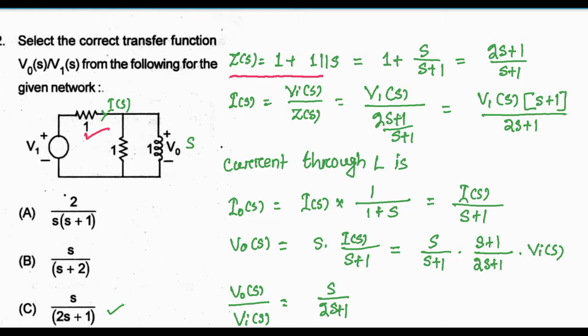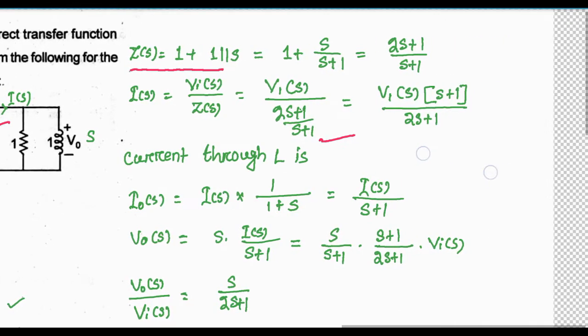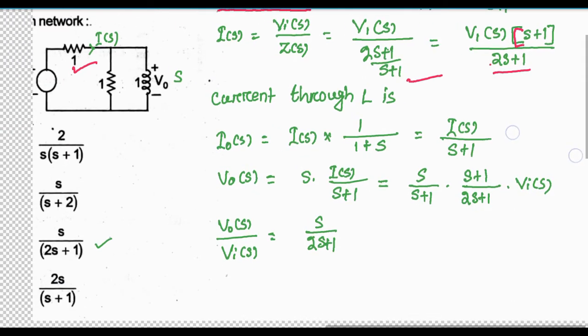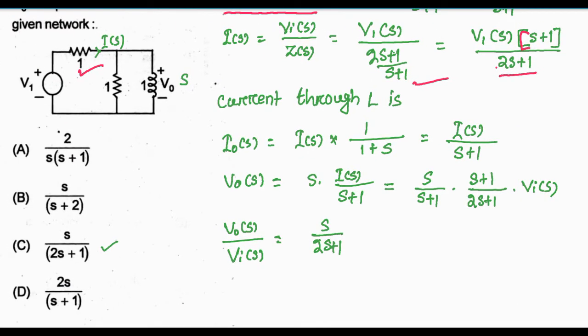And what will be the current? Total current will be Vi(s)/Z(s), and this will be Vi(s) divided by (2s + 1)/(s + 1), and this will be Vi(s) into (s + 1)/(2s + 1). The current through L: this current will be divided into two parts, one through the inductor. So current through the inductor will be total current into the opposite branch, 1, that is the resistance here, divided by total which is 1 plus s, and this will be Is/(s + 1).